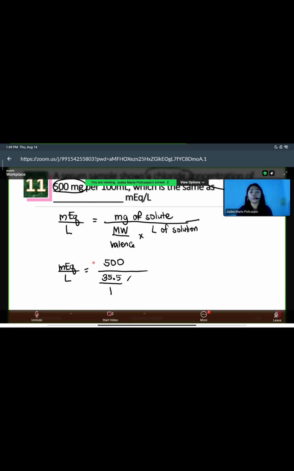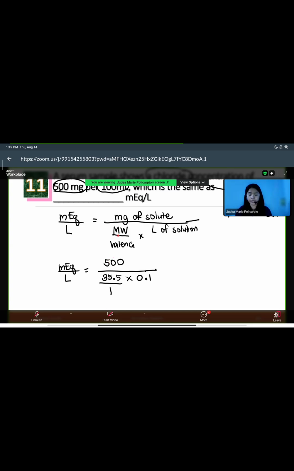Multiply daw natin with the liter of the solution. Kaso ingat kayo ha, anong binigay sa atin? Ang binigay sa atin ay ml. So we have to first convert that into liters. 100 ml, kung gagamitin natin yung conversion factor natin, 1 liter is equivalent to 1,000 milliliters. Ito yung conversion factor natin. Ang 100 ml natin would then be equivalent to 0.1 liters.